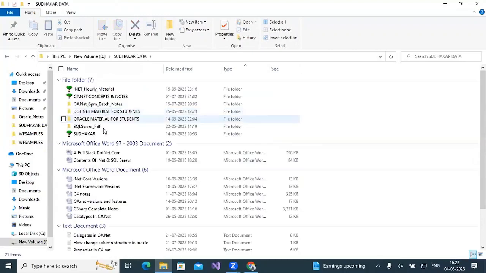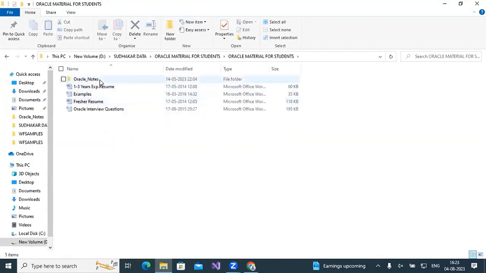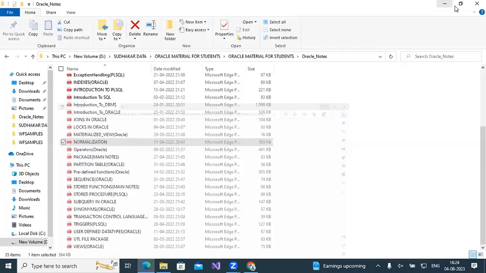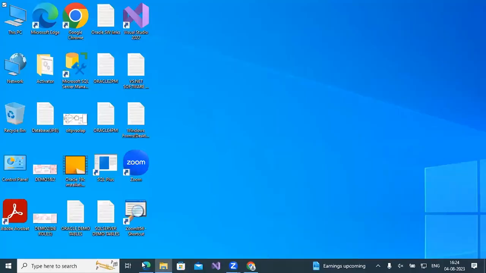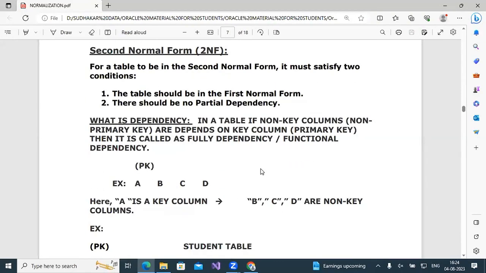Okay. So yesterday we started normalization. And I think first normal form and second normal form, some definitions we discussed in the last class. Yes or no? So now, come to fully dependency. Second normal form, what was it?